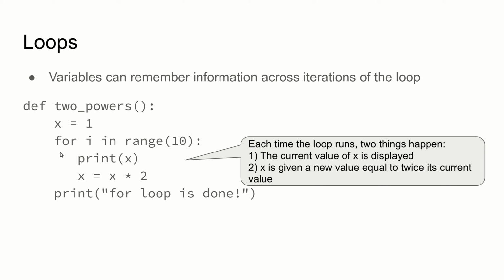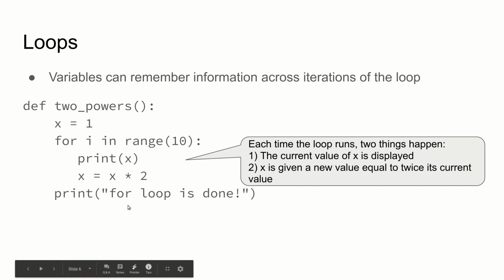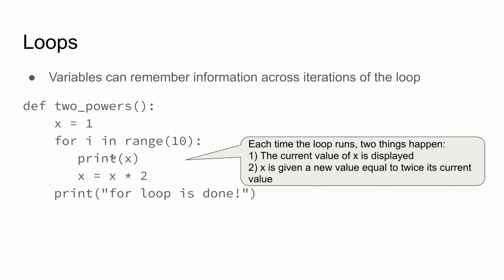And then similar to our previous example, once the powers of 2 that we're generating here have been printed out, the first 10 of them, then the for loop will finish and it will say "for loop is done." 1 time, because this is not inside of a loop, and so it won't get repeated over and over. Only the indented stuff that's inside the loop will get repeated.